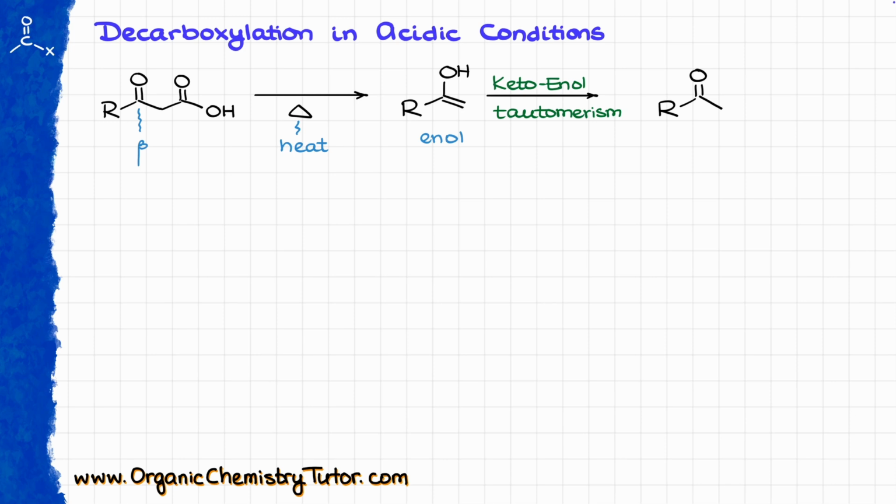Whether it's going to be a ketone, aldehyde, or another carboxylic acid will depend on the nature of this R group that we have over here. So, for example, if I start with the same acetoacetic acid that I used as an example for my basic conditions, here, for the acidic conditions, I don't really have to do any reaction per se to begin with.